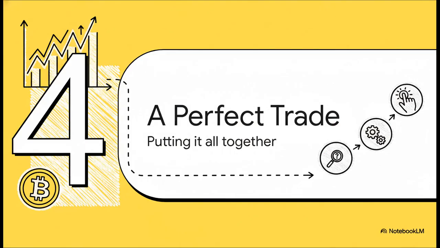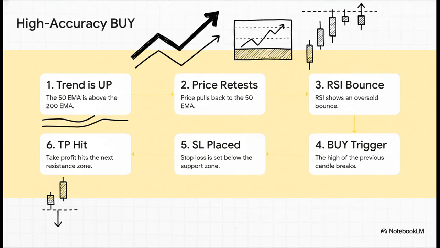Okay, theory is great, but seeing it all come together on a real chart is what really makes it click. So let's walk through a picture-perfect setup, step by step, and see how all these pieces work in harmony. Okay, check out this beautiful buy setup. First thing we see, the trend is clearly up. Our 50 EMA is way above the 200. Perfect.